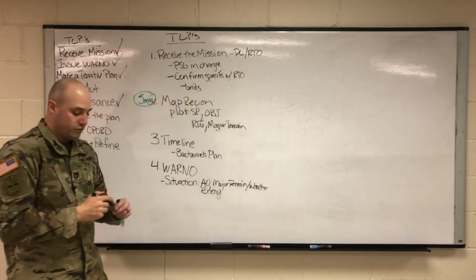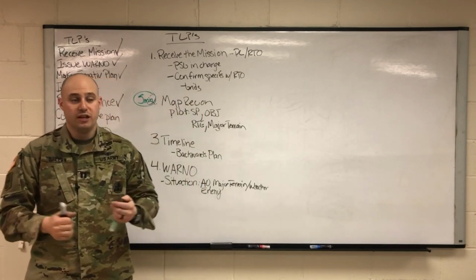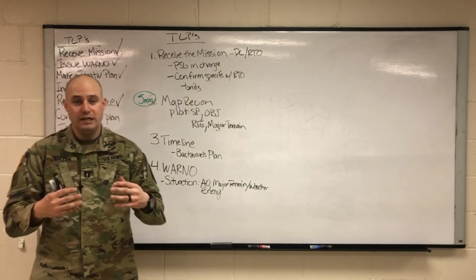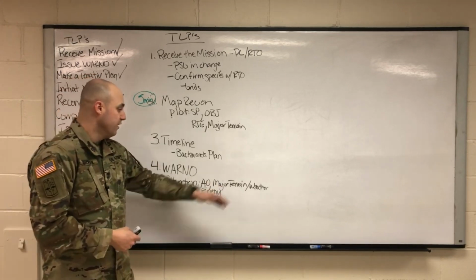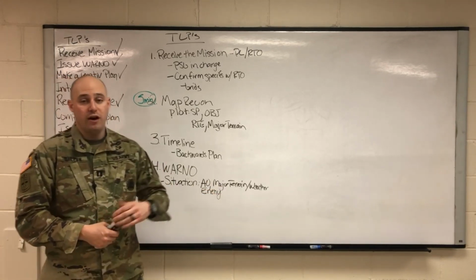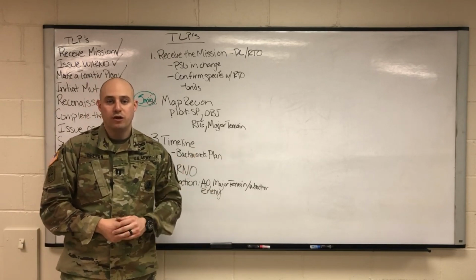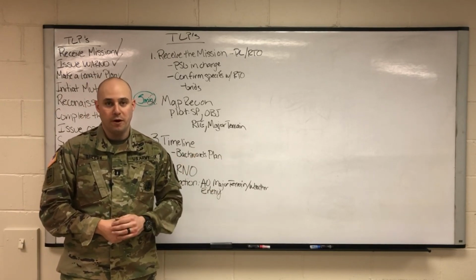You need to talk about those 4 things that are going to affect your operation. And at this point in the Warno, you don't need to go super into depth, but you need to give them a piece of it. So all you need to say is, hey, for terrain features, our AO, we're going to be in the X-ray Golf 1, 2, 3, 4 grid square.